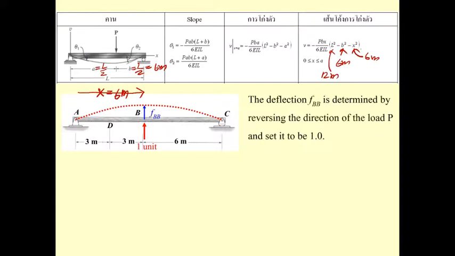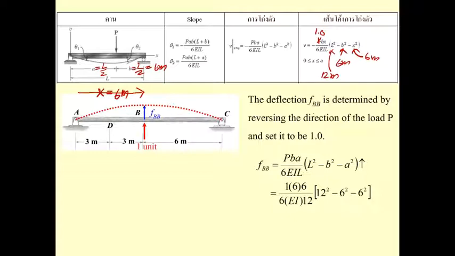So if you bring that equation, you set the force P equal to 1.0. And then you substitute B, X, and L into the equation. X is going to be equal to A also. This is going to be the A, and this is going to be the B, 6 meter. So we have everything put into your equation. You got it, 36 divided by EI.